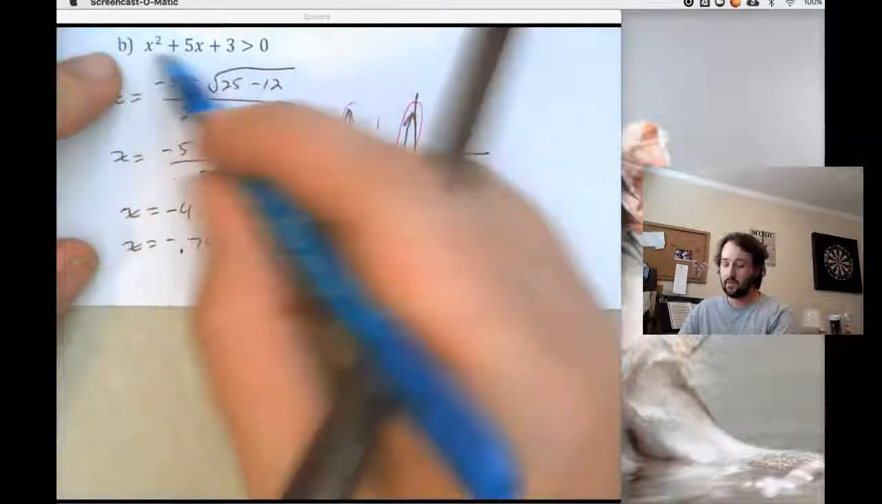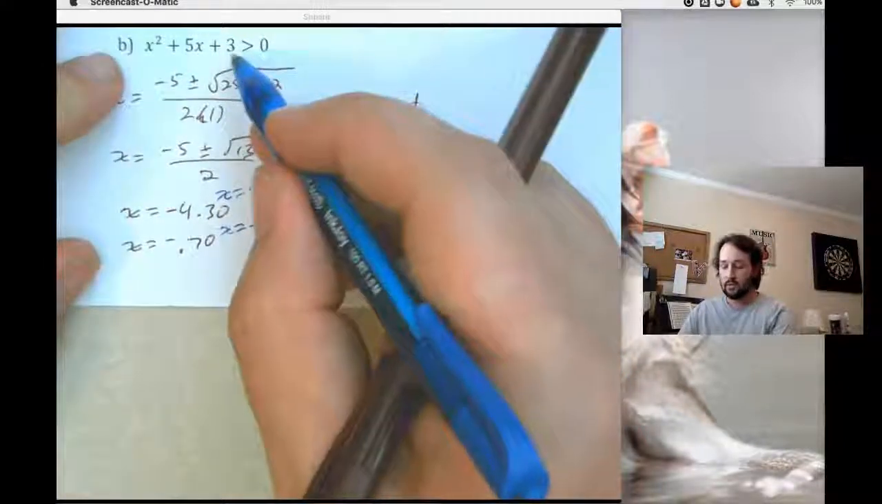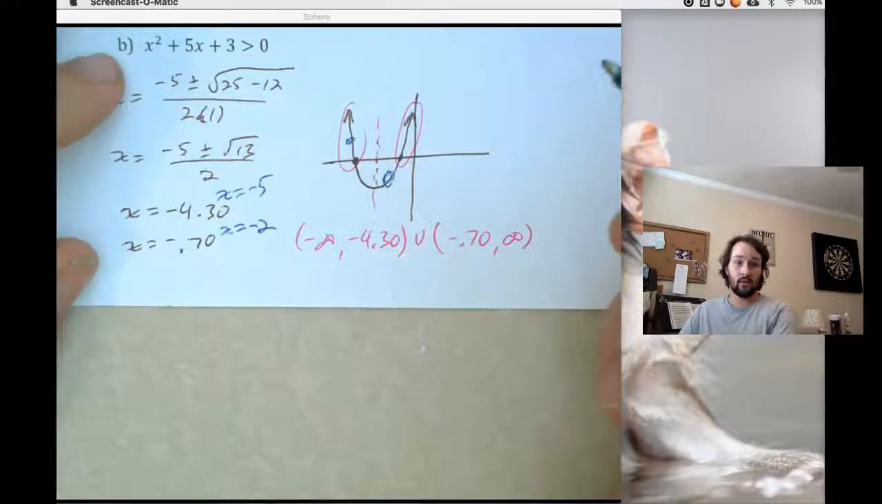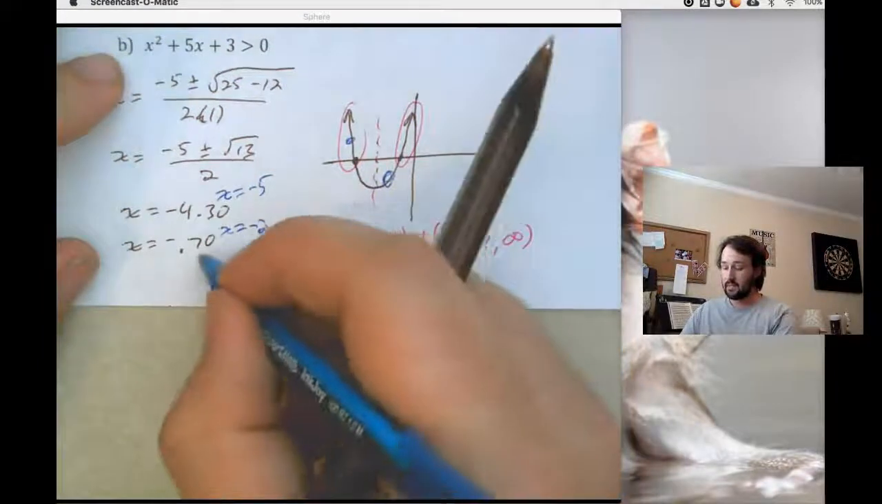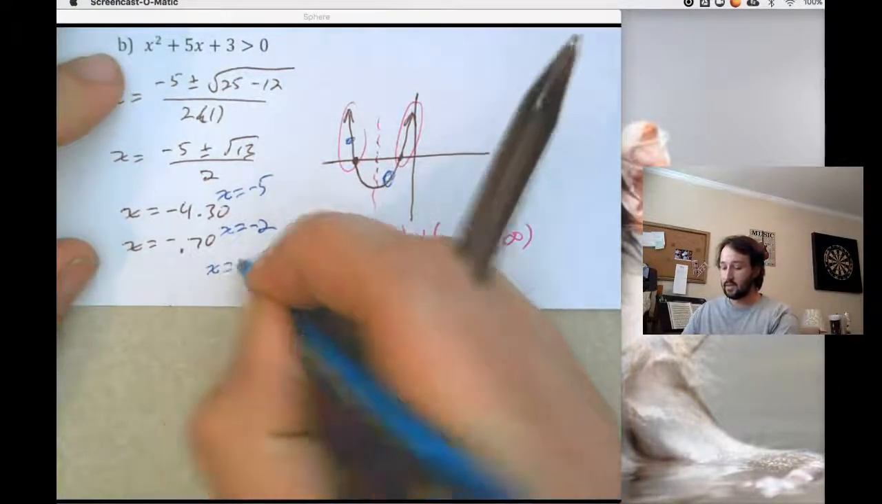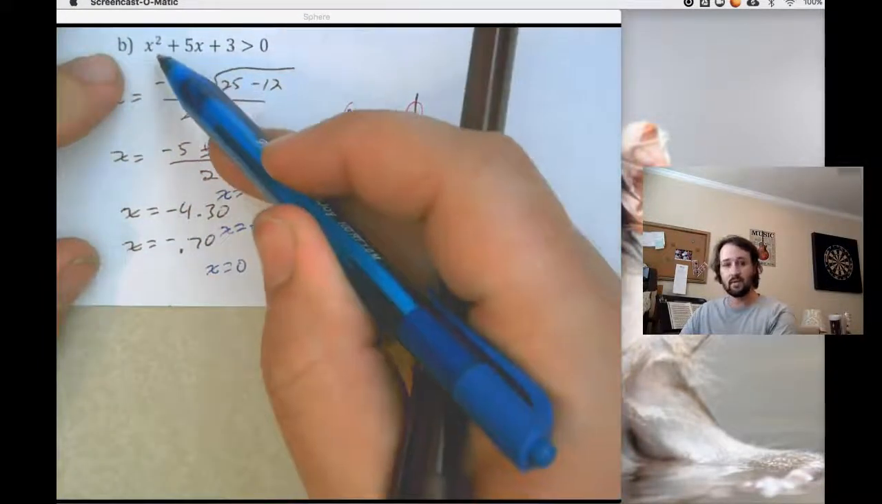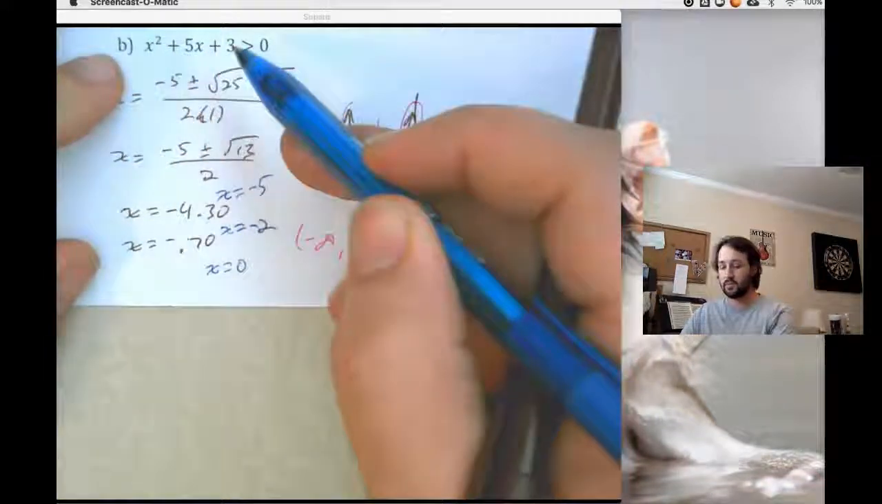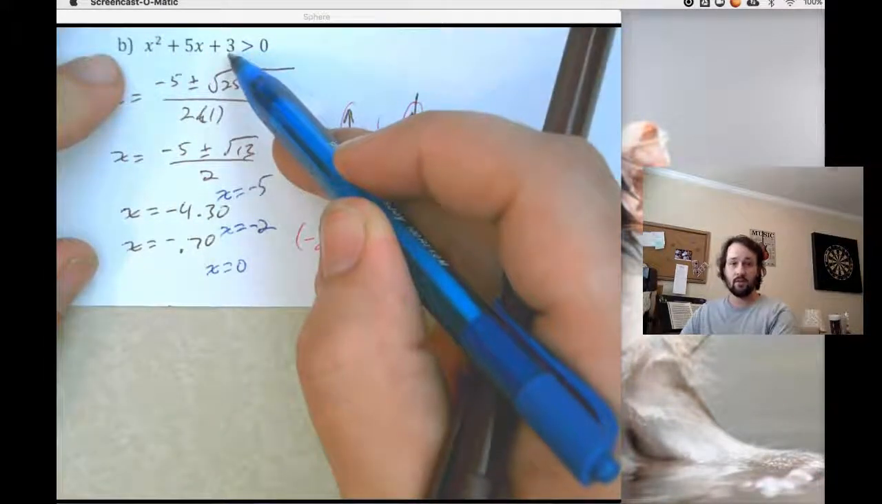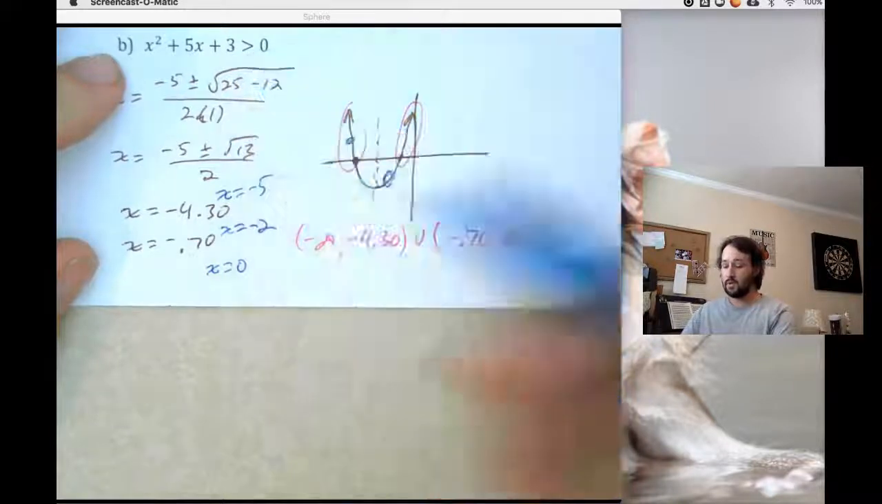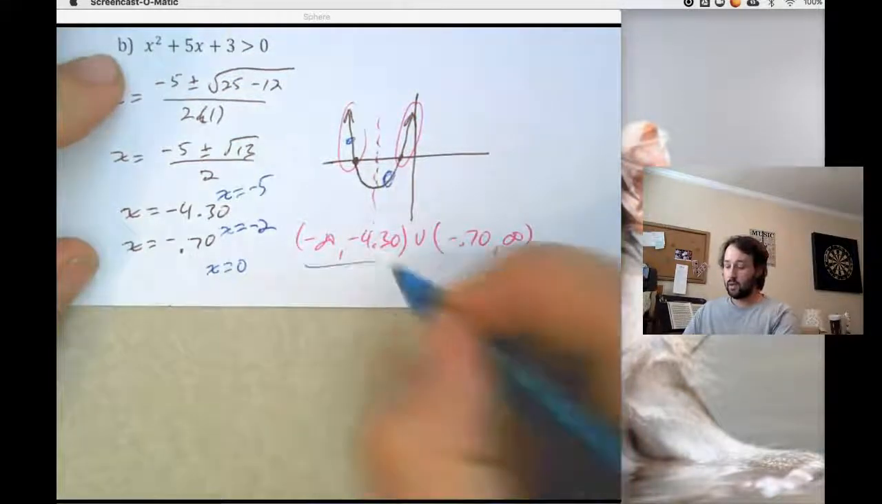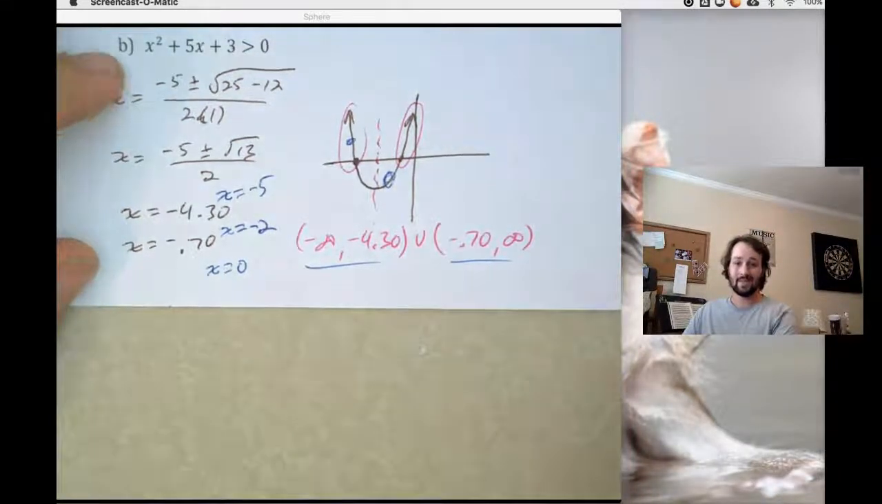So 25 minus 25 plus 3, 3 is greater than 0, so it is greater than 0. If you were to test something outside of this, like x equals 0, so if I put in 0 for the x's, that's 0 squared plus 5 times 0 plus 3, which will also come out 3, is greater than 0. So those two parts are where our solutions exist.